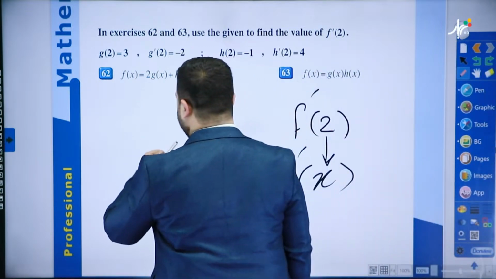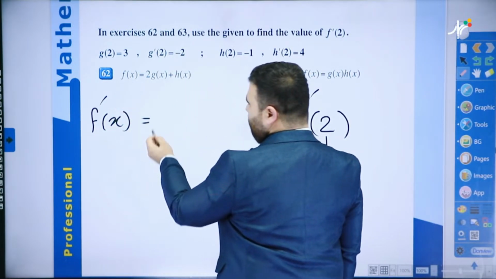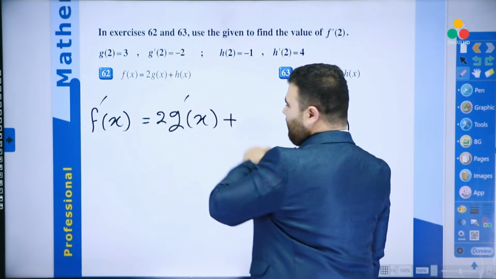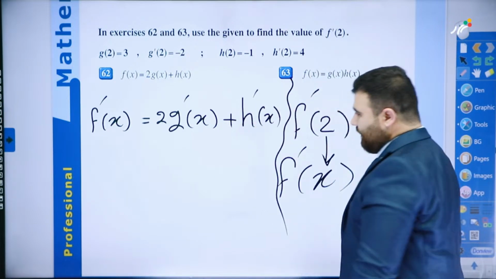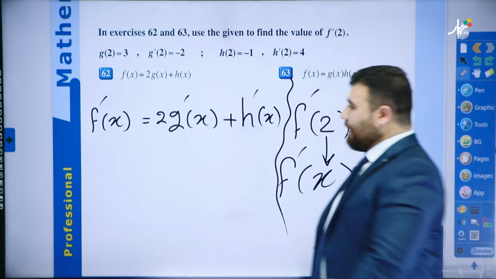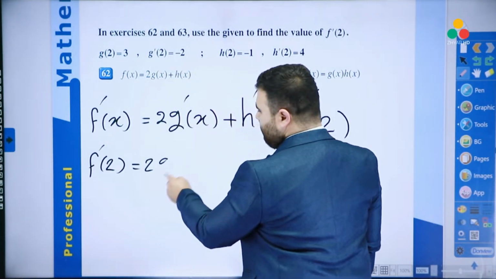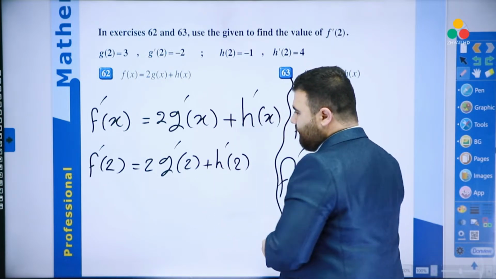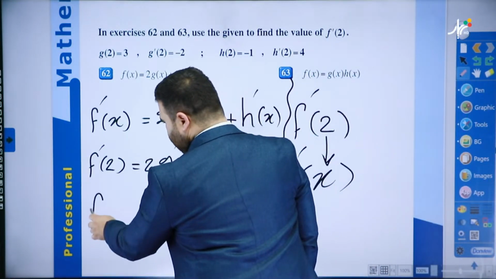So here, if I want to find f prime of x, the derivative is equal to, we said numbers stay, 2 times g prime of x plus h prime of x. This is f prime of x, but I need f prime of 2. Then I replace each x with 2. f prime of 2 is equal to 2 times g prime of 2 plus h prime of 2. Now, I have them all in the given. I'm going to find f prime of 2.